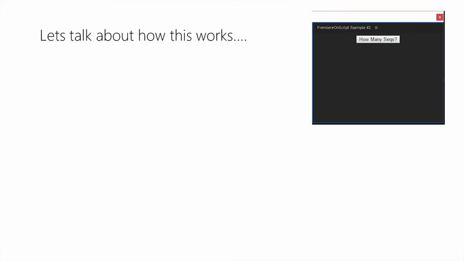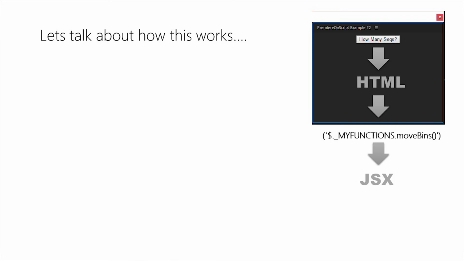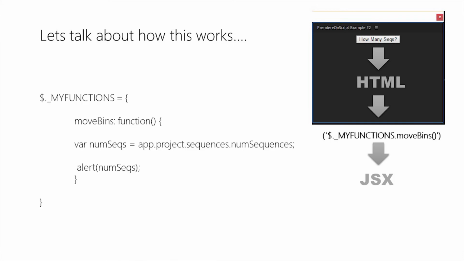And so it looks kind of like this. You click the button in the HTML, it sends over this string to your JSX, and then in your JSX, it looks like this. You can see your move bin function is right there. And it's going to declare a variable for the number of sequences and alert the number of sequences. So that is the simplest example of how to send information over to your Extendscript. And that's what comes through every time in that template I shared with you guys in video number 3.